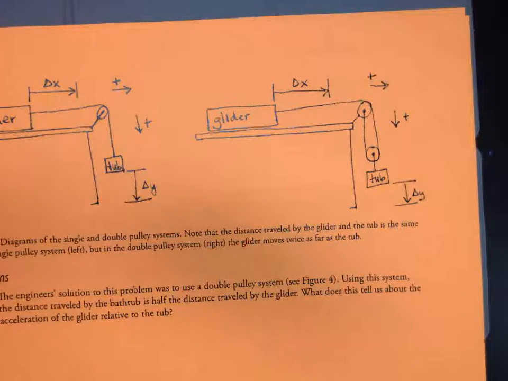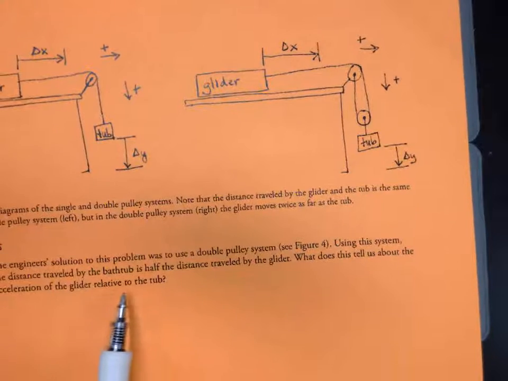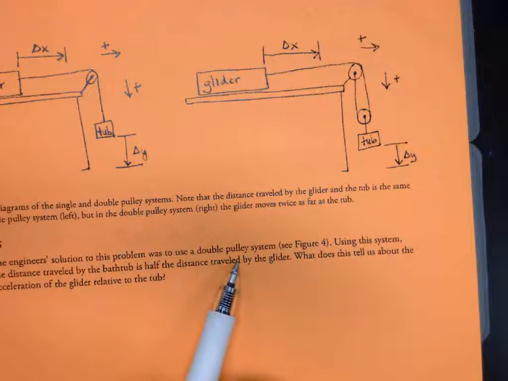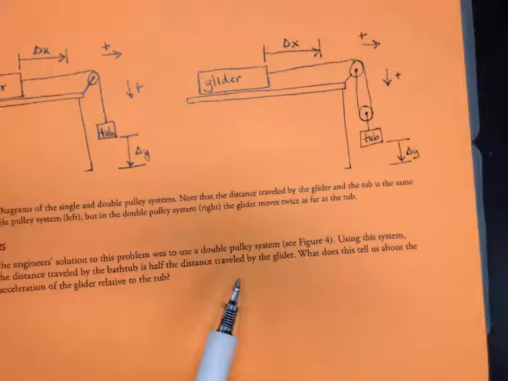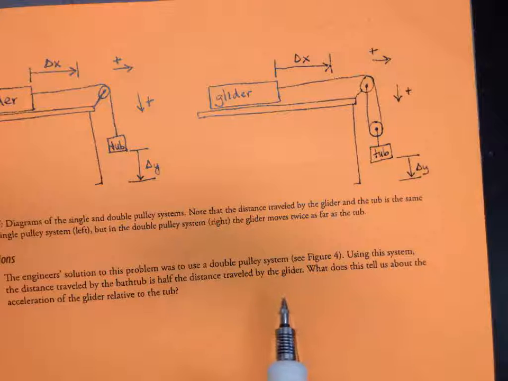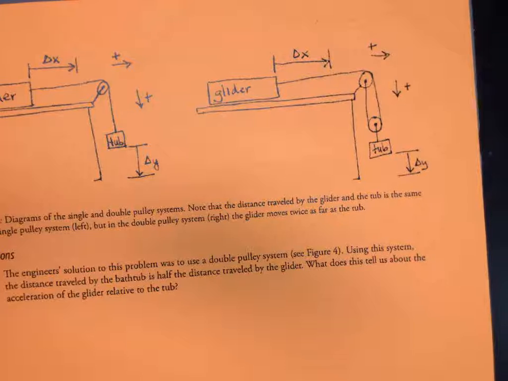All right, question number 5. The engineer's solution to the problem of not being able to accelerate faster than gravity was using a double pulley system. Using this system, the distance traveled by the bathtub is half the distance traveled by the glider. What does this tell us about the acceleration of the glider relative to the tub?